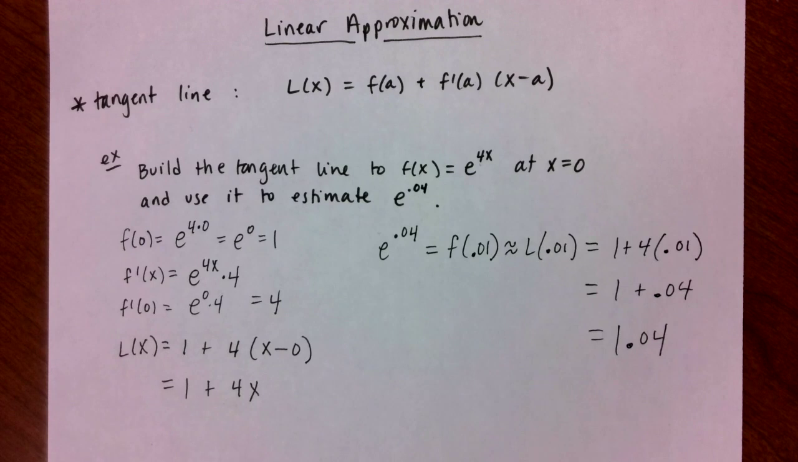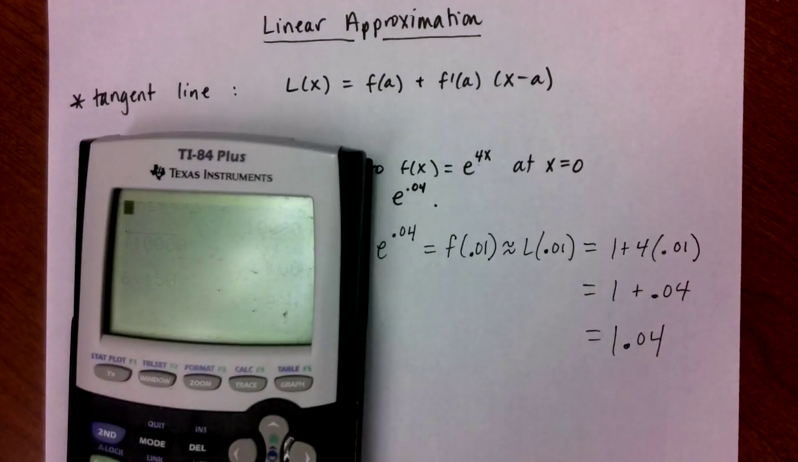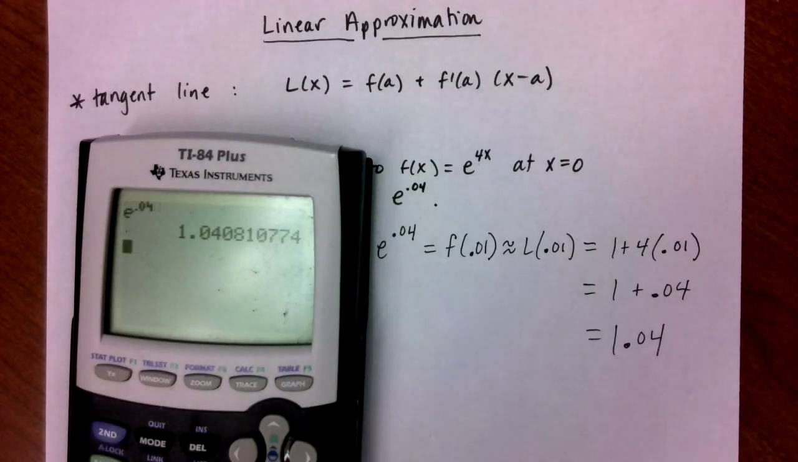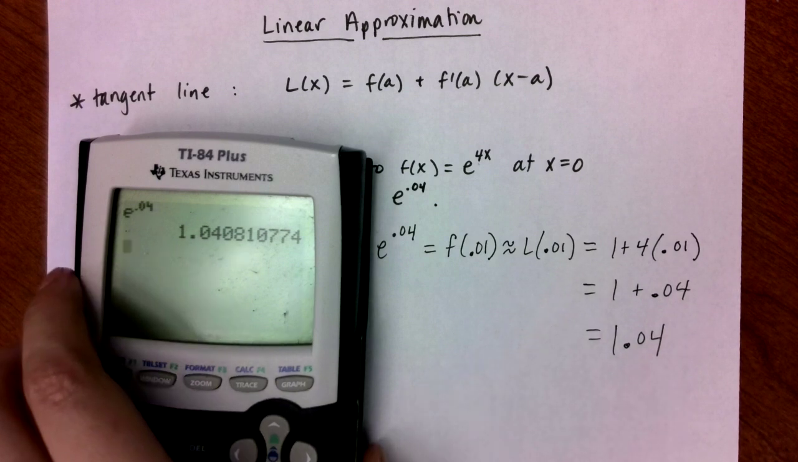If we want, we can actually check in a calculator how close to the right value that is. So we would do e to the 0.04 power. We get 1.04 and change. So this approximation we did with no calculator is actually pretty good. It's correct to a couple of decimal places.